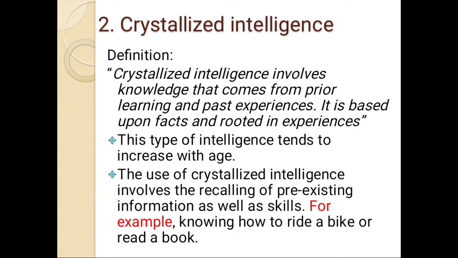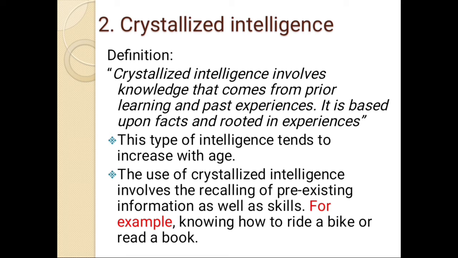The second one is crystallized intelligence. Crystallized intelligence is the accumulation of information, knowledge, and skills that people have learned through experience and education. It reflects our ability to call up information from long-term memory. It also involves knowledge that comes from prior learning and past experiences. It is based upon facts and rooted in experiences.